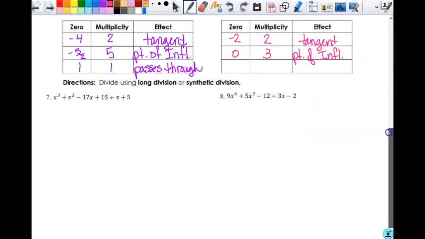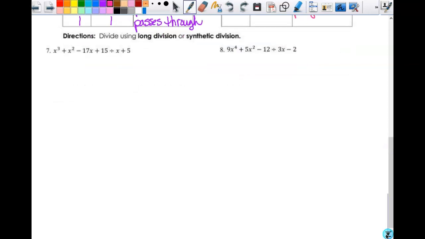All right, so now we're going to divide, either using synthetic division or long division. So for number 7, since this is legal for synthetic division, I think that's what I'm going to do. So I've got my negative 5 here. Then this is a third degree, so I should have 4 terms, 1, 2, 3, 4. Okay, good. So I got 1, 1, negative 17, and 15. A little place for my remainder.